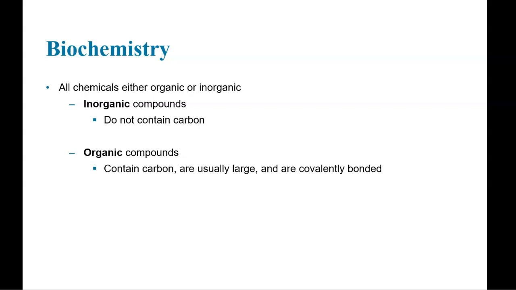For part two of the chemistry review, we're going to start with biochemistry. So biochemistry includes chemicals that can be either organic or inorganic. The inorganic compounds do not contain the element carbon. So that includes things like water, salts, acids, and bases. The organic compounds contain carbon and are usually large and have covalent bonds. So that's things like carbohydrates, fats, proteins, and nucleic acids.